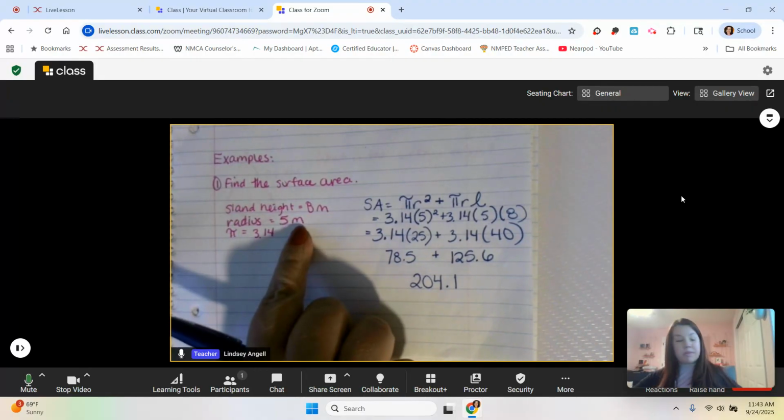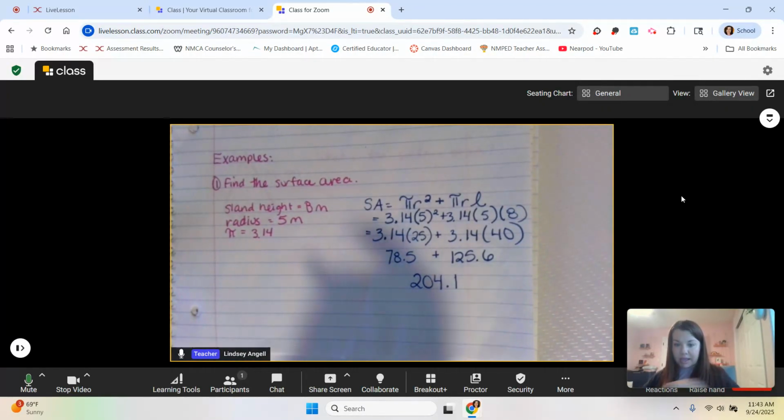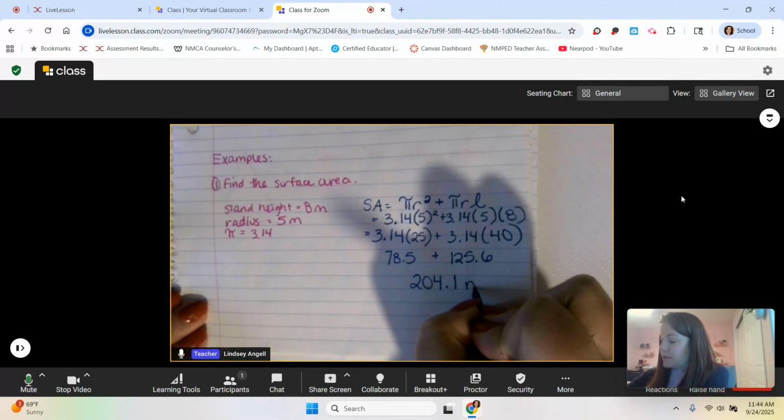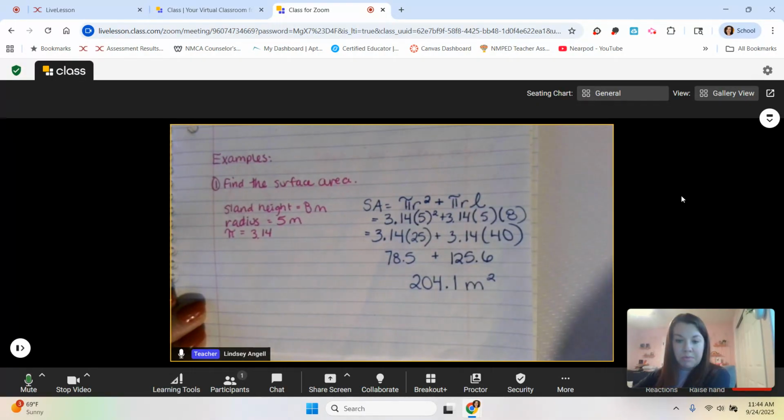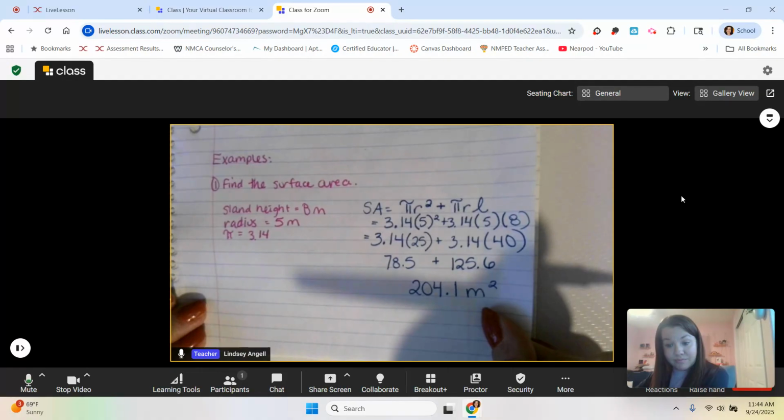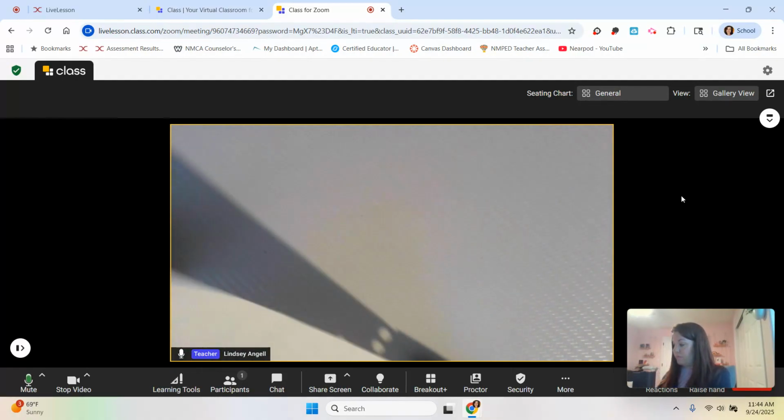And we were working with meters. And area is always in your units squared, so it'd be meters squared. Okay? And that's it, right? Just plug and go.